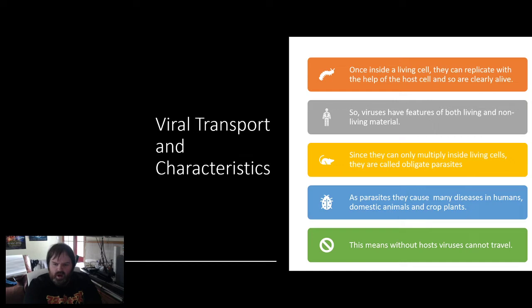Viruses require a host. That means that if there's no humans around, there can be no human-borne viruses. There can be animal-borne viruses if there's animals around, but there needs to be living hosts there. They can't just move around on their own, which is a good thing. It limits where they can go.